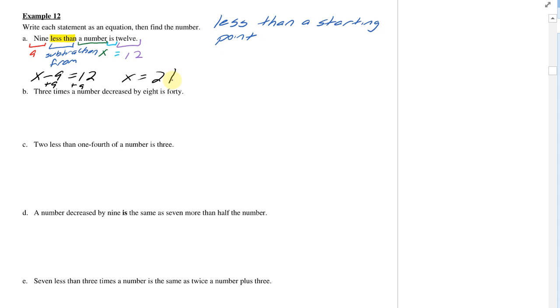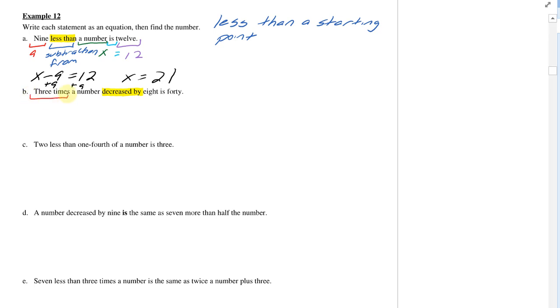So that phrase works a little bit different from the next one, which uses the words decreased by. Let's read this. 3 times a number decreased by 8 is 40. In this case, this will work exactly in the way that you think it should. The starting point here is this 3 times a number, and then you decrease it by 8. So what I want you to do is take a stab at just writing this out in its proper form.